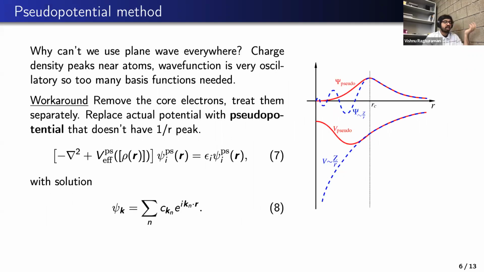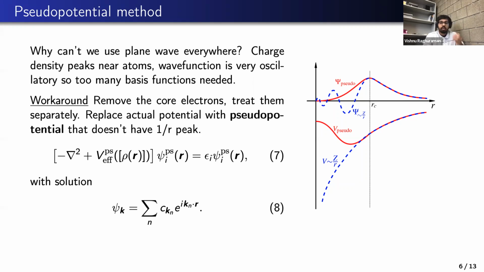Also, a natural question that follows is, why do we need to augment the plane waves at all? Why can't we just use a plane wave everywhere in the system? Because a plane wave basis, if you take enough basis elements, can also be complete. So why not use plane waves everywhere? That's because if you look at the charge density, it's very sharply peaked near atoms. So your potential is quite sharply peaked.